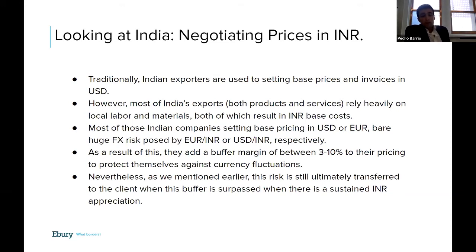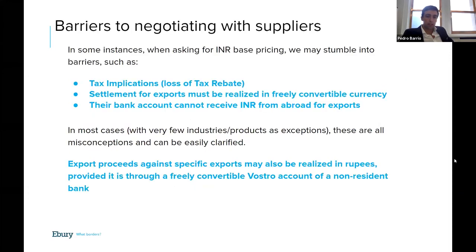And then even though the Indian company in this case is the one facing the FX risk, as we said before, this risk is ultimately transferred to the Western clients. And whenever this buffer, which they set initially, is surpassed, directly affecting the operational margins of the Indian exporter, that risk and that negative impact is transferred directly to the Western client. If we skip to the next slide, I think this is where Anand's going to jump in.